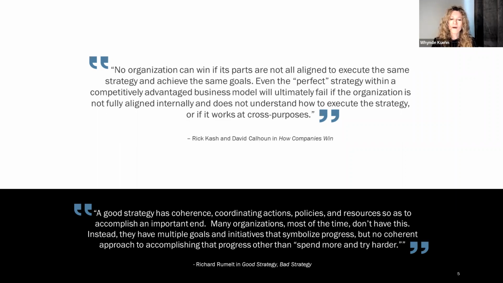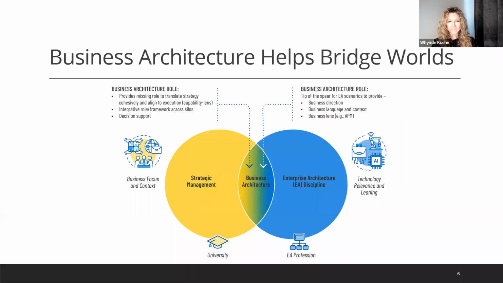Or another quote from Richard Rumelt, that a good strategy has coherence, and organizations don't always have that. Sometimes we have goals, initiatives that may symbolize progress, but not a coherent approach to accomplishing that progress other than spend more and try harder. So those are the ideas that we're really going to double click into.